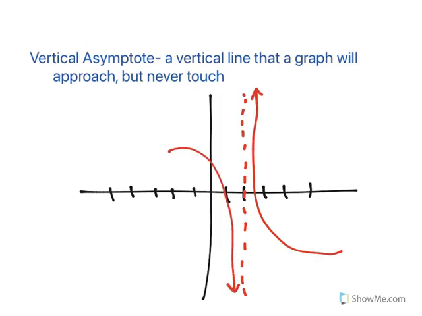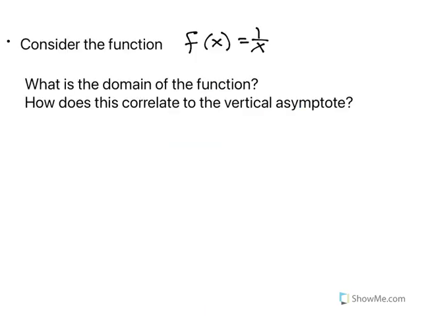So maybe the graph looks something like this. But that's the idea, it will approach it, but never touch it. So in this example, there would never be an x equals 2 because 2 is where our vertical asymptote is. Now let's consider the function f of x equals 1 over x. We're going to start with, what is the domain of the function?